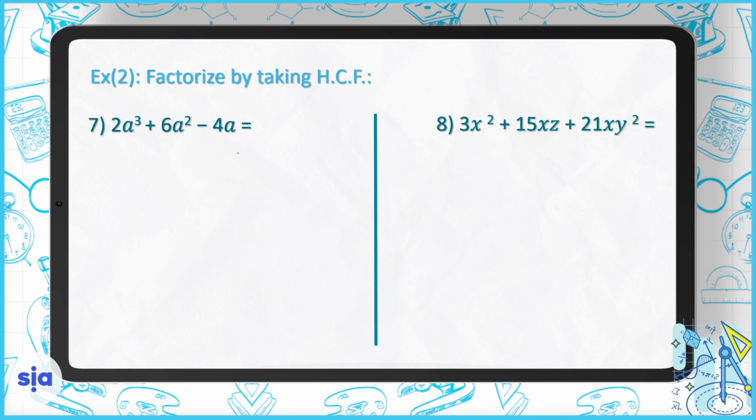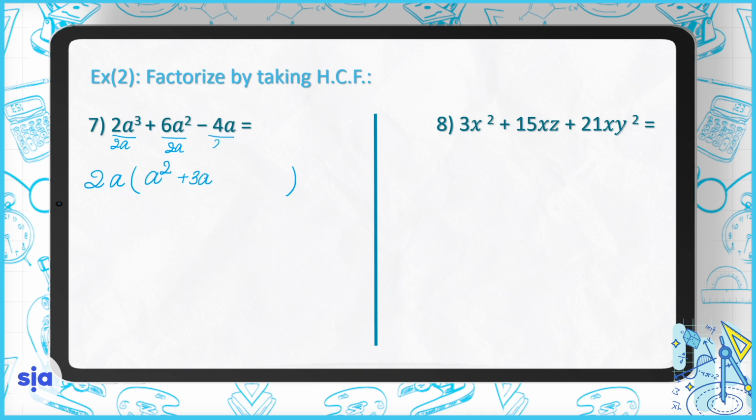Question 7. The HCF between the 2 and the 6 and the 4 is 2. The common letter a, what is the smallest power? It's a power 1, which is a. Then we open a bracket. We divide every term by the HCF. So 2a power 3 divided by 2a, it's a power 2. 6a squared divided by 2a, it's 3a.